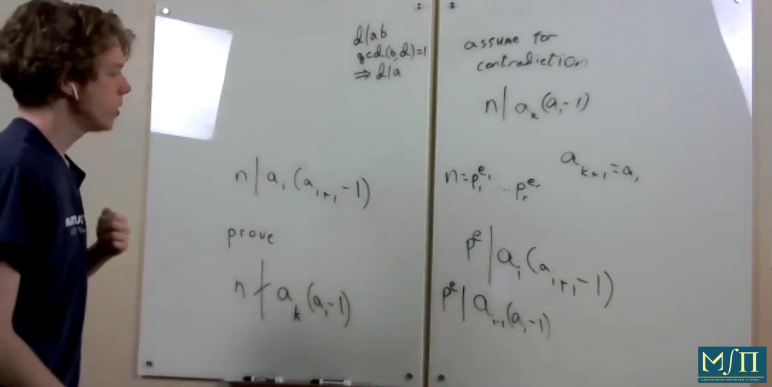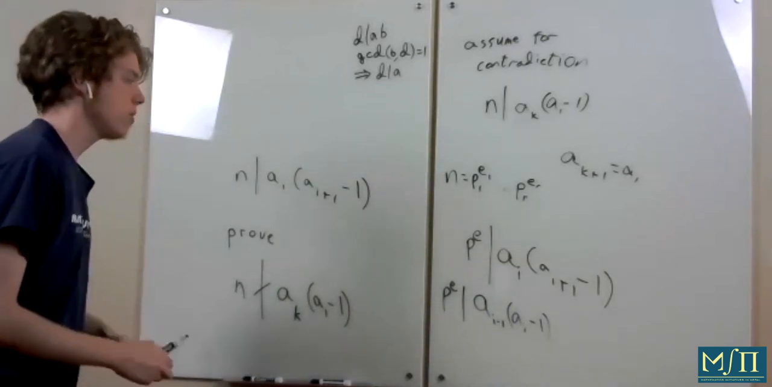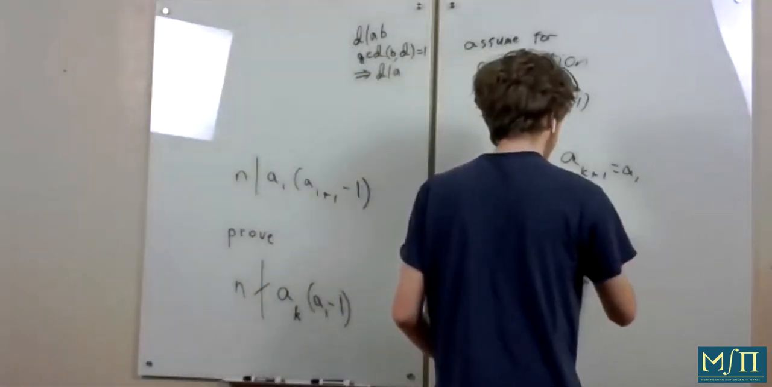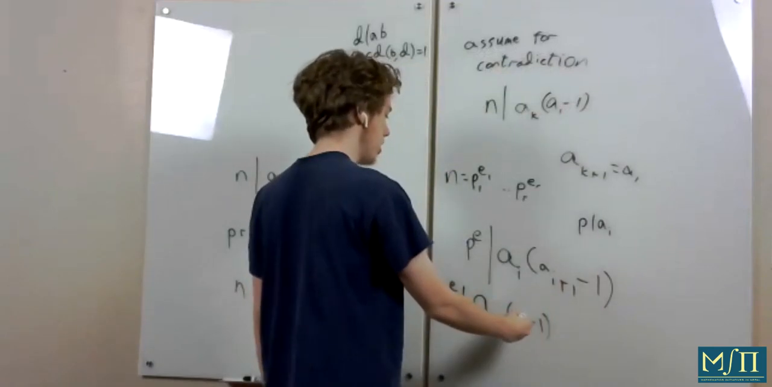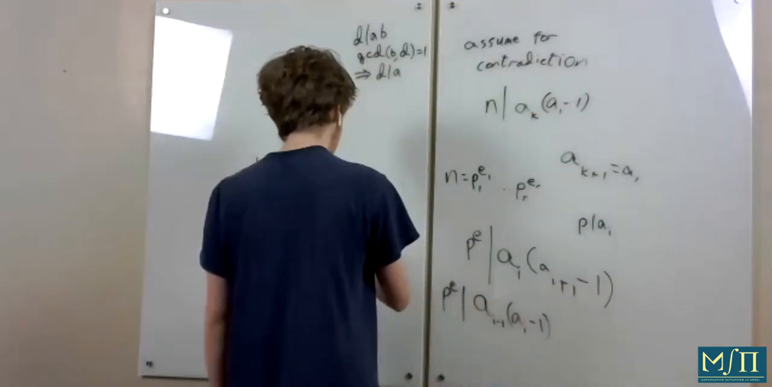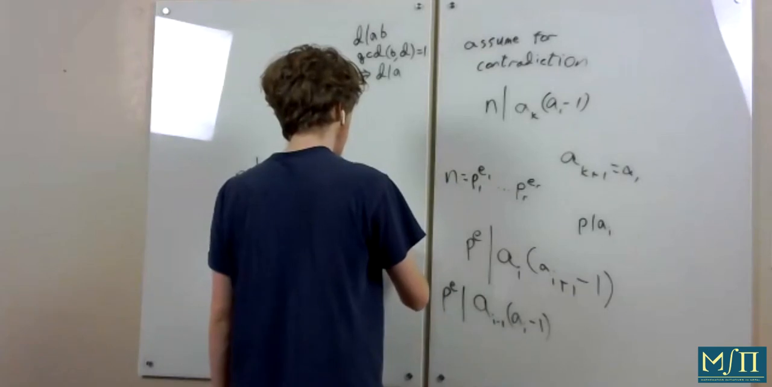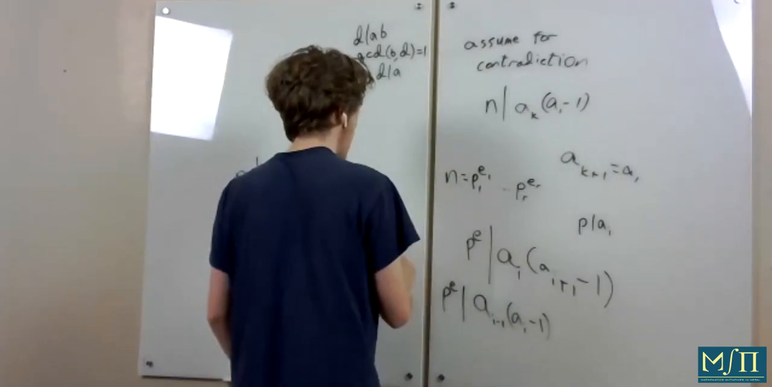Anyway, so now we can say, if p divides a sub i, then it doesn't divide a sub i minus 1, meaning p to the e and a sub i minus 1 are relatively prime.